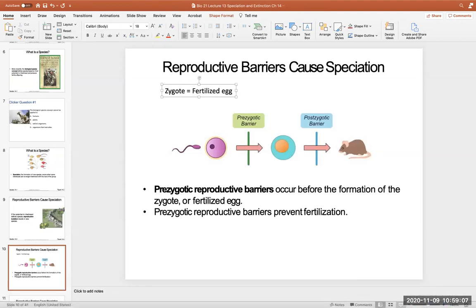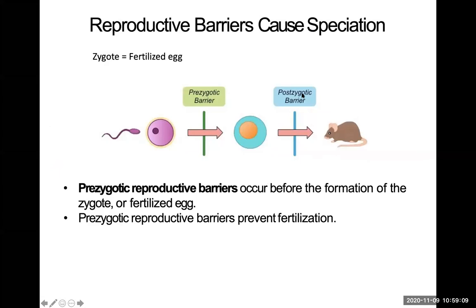Okay, and then the two terms we just went over are prezygotic and postzygotic. A prezygotic barrier is something that happens before, when the zygote doesn't form. There's something preventing the zygote formation. Postzygotic is when we have a zygote, but for whatever reason, the zygote is not able to develop into an adult, or it doesn't grow if it's a plant. So prezygotic reproductive barriers occur before the formation of a zygote. So we don't have a zygote if this happens.